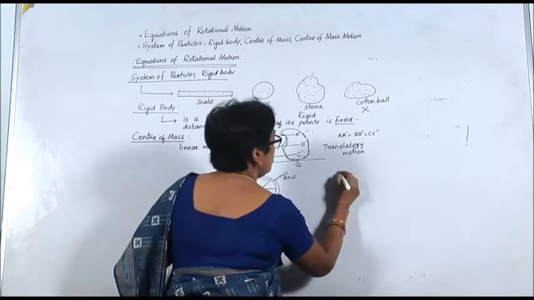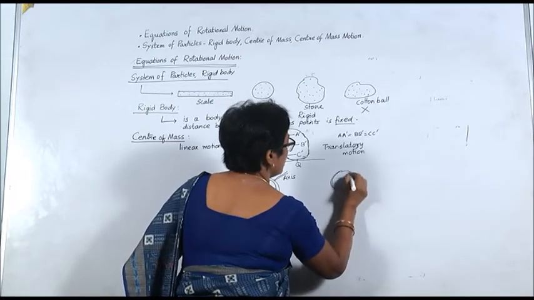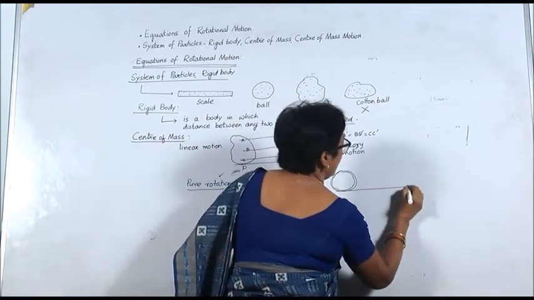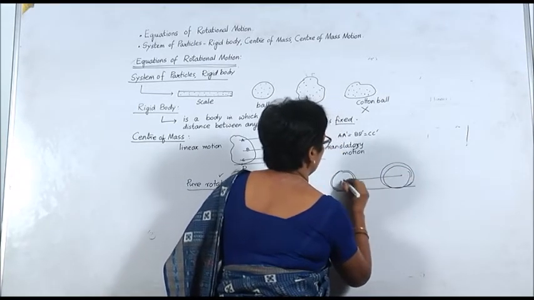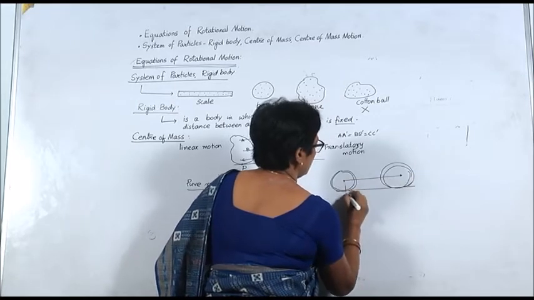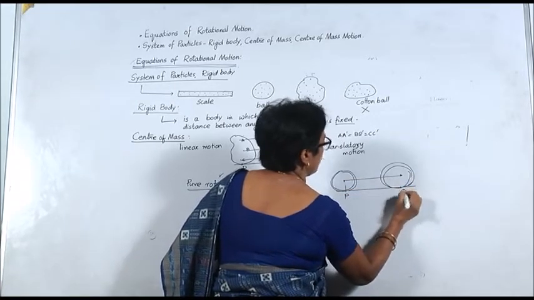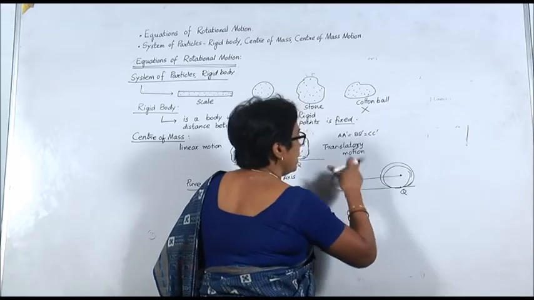Now, there can also be a case where suppose this is a wheel, it is rotating and it is reaching from here to here. It has moved from this point P to Q, it is rotating as well as moving ahead.